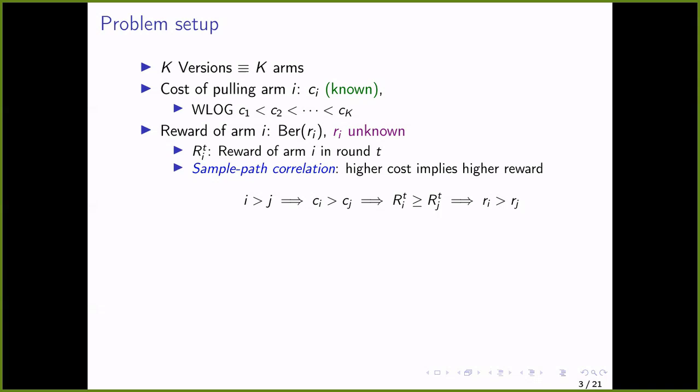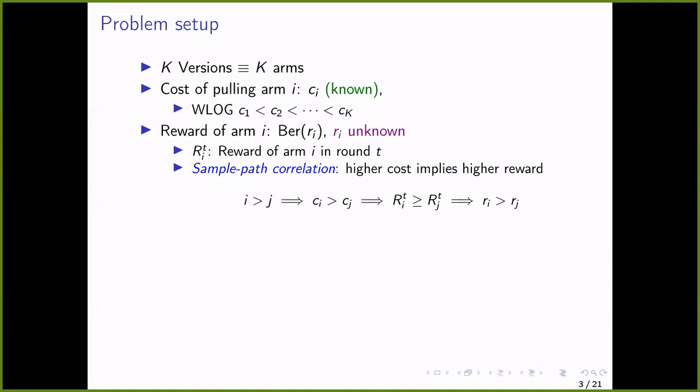We consider the setting where an arm with higher cost has higher reward than an arm with lower cost across sample paths. Therefore, for our setting, i greater than j implies the cost of arm i is larger than the cost of arm j, which implies the sample reward of arm i is greater than the sample reward of arm j in round t, which further implies the mean reward of arm i is greater than the mean reward of arm j.